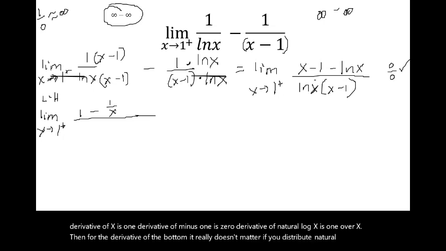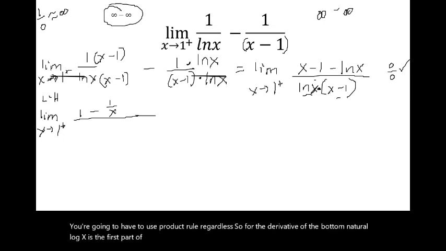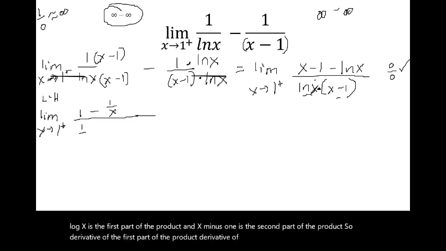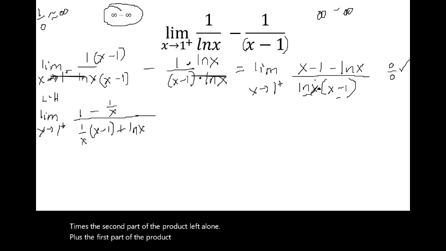You're going to have to use product rule regardless. So for the derivative of the bottom, natural log x is the first part of the product and x minus 1 is the second part of the product. So derivative of the first part of the product, derivative of natural log of x is 1 over x, times the second part of the product left alone, plus the first part of the product left alone, times derivative of the second part of the product, derivative of x minus 1 is 1.